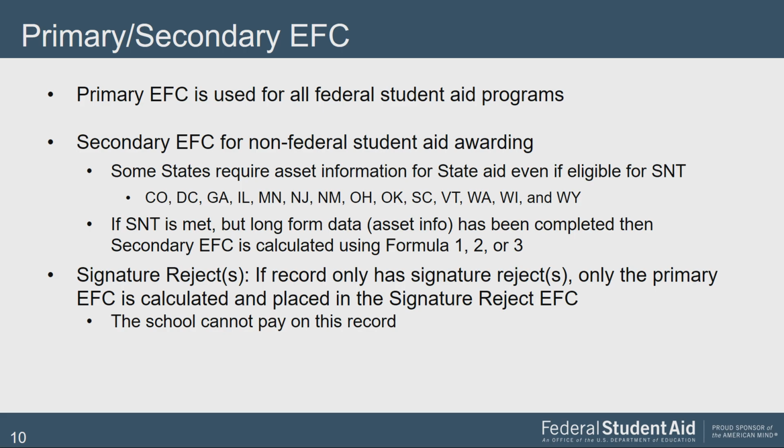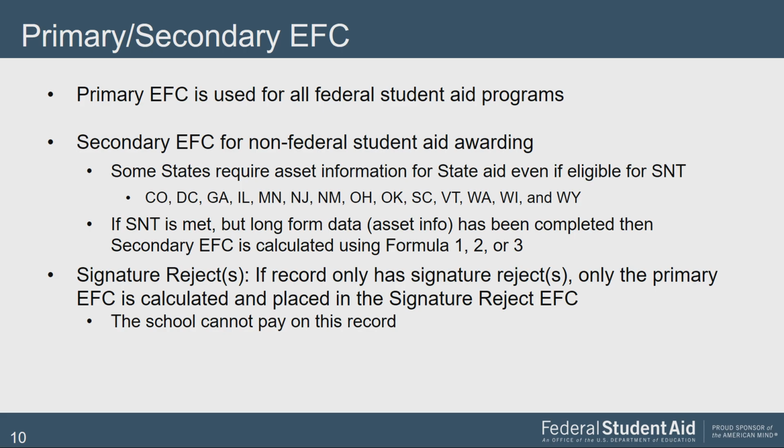Right. Primary EFC is used for all federal student aid. So that's the main EFC on the ISAR, that comes up in the right corner. The secondary EFC is generally used for non-federal aid awarding, and some states require asset information for state aid, even if it's eligible for the simplified needs test. And that usually shows up as a secondary EFC. And so on the slide there, we list the states that, even if you qualify for the simplified needs test, will still ask you all of the information on the FAFSA because they want to use the secondary EFC for their own purposes.